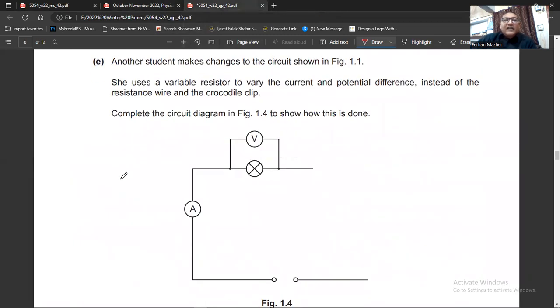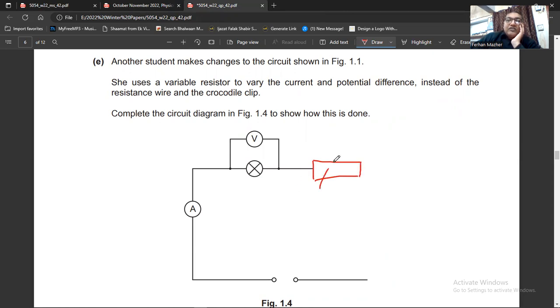He says, another student makes changes. This is the E part. Another student makes changes to the circuit shown in the figure 1.1. He uses a variable resistor to vary the current and potential difference instead of resistance wire and the crocodile clip. Complete the circuit diagram on figure 1.1 to show how this is done. Okay. So now they are going to use a variable resistor. You see the variable resistor. This is the symbol for the variable resistor.